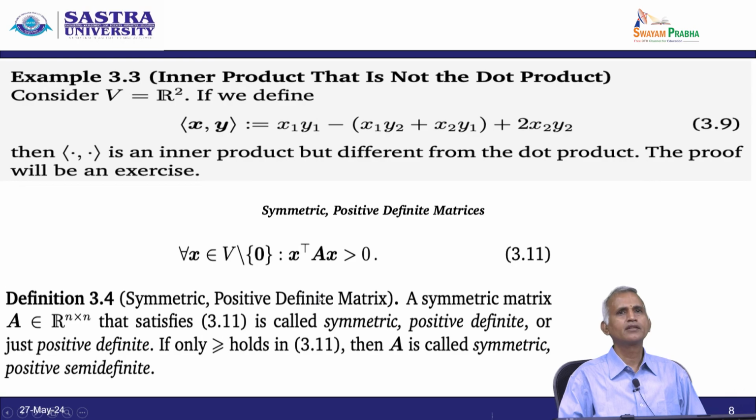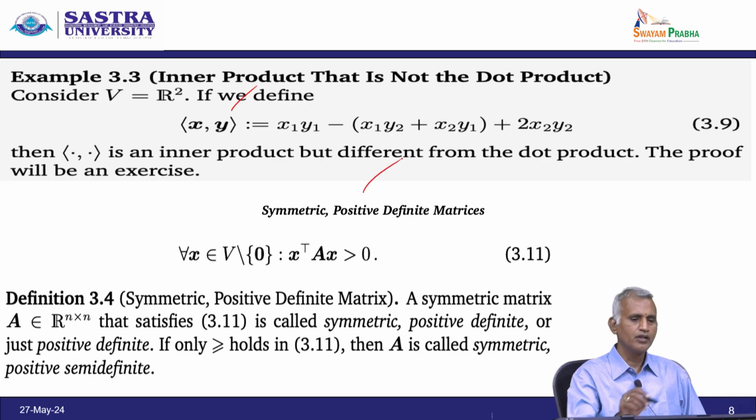Now, an inner product that is not the dot product: consider V equal to R squared, a 2-tuple, x comma y. The inner product is x1 y1 minus (x1 y2 plus x2 y1) plus 2 x2 y2. So, this is an inner product that is not the dot product. It is an inner product, but different from the dot product, and it is left as an exercise for you to do yourself.